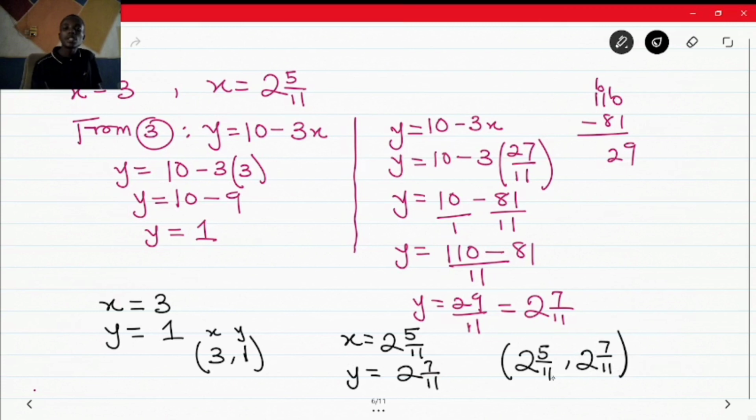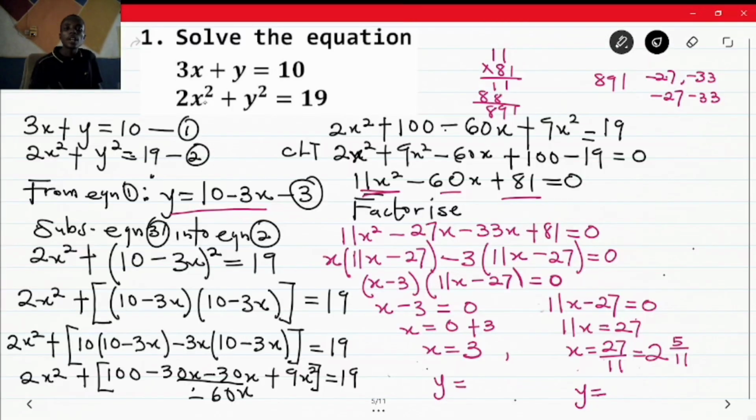So these two are the solutions of the equation that was given to us. When we put those values in here, we are going to get this. I hope you enjoyed this example. I'm going to do 2 more in the next video.